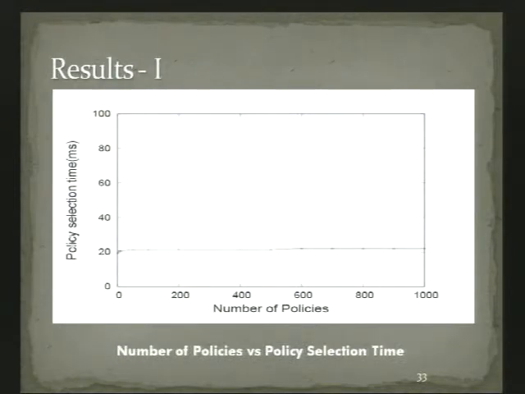So the first experiment gives you a graph of what the policy selection time is as the number of policies increases, which is kind of unrealistic, to think that you will have 1,000 policies in the database. But this gives you an idea that the policy selection time remains constant, and that is very good in terms of the scalability of the system. So you keep adding policies to your mechanism, the selection time is going to remain constant. And it's around 20 milliseconds in this case, but it can be brought down lower if you write your code in C instead of PL/pgSQL.